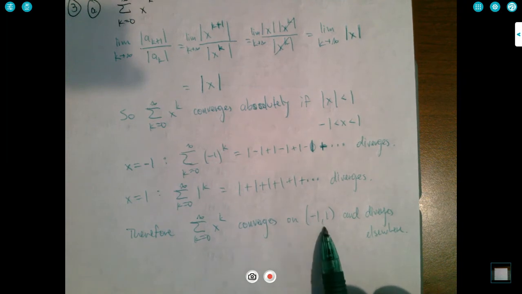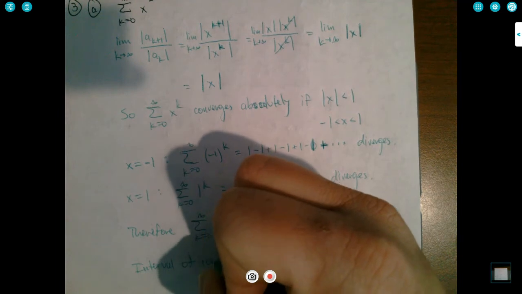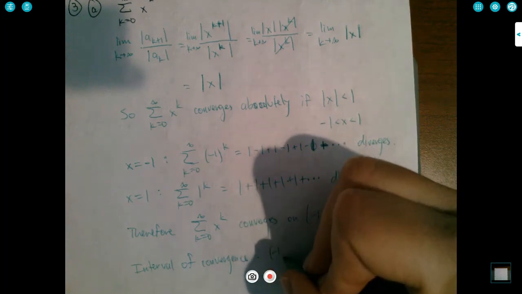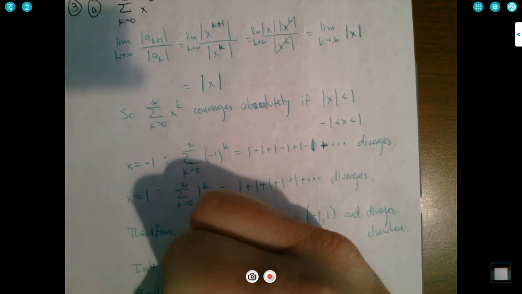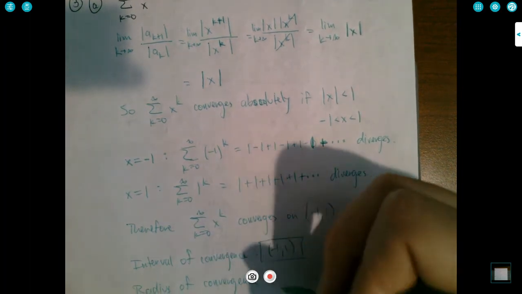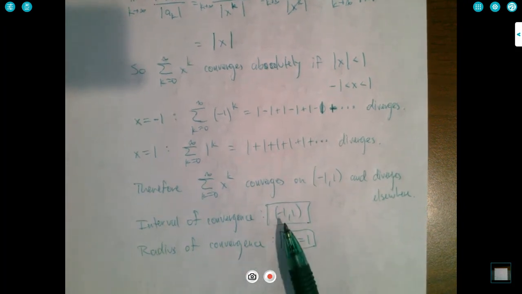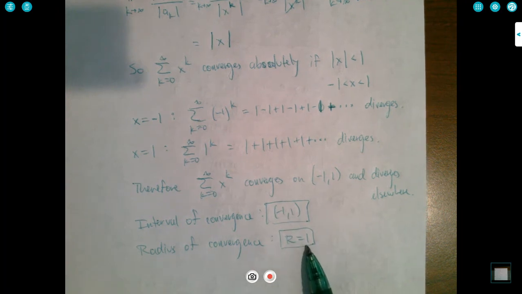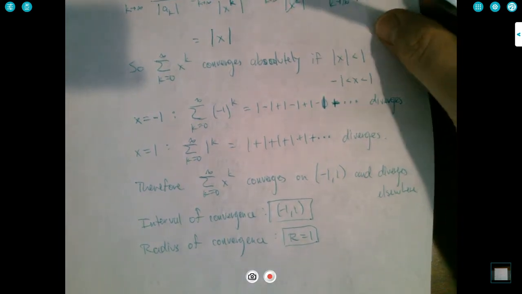Anyway, so there's our interval of convergence, right? So our interval of convergence is negative 1 to 1. The radius of convergence would be r equals 1, right? Because this interval is centered at 0, and so clearly from the center of the interval to the end of the interval is 1 unit in length. So there's the radius of convergence there.